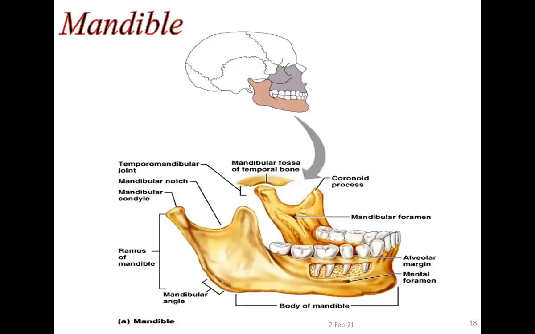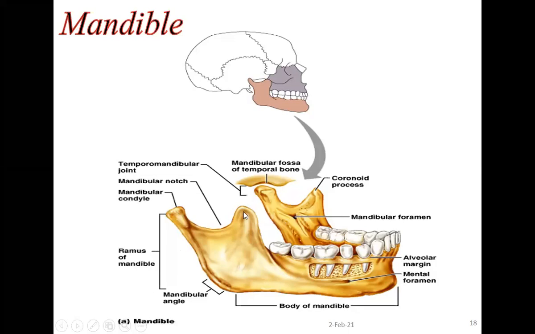Then among them, the most important will be the mandible bone. You'll study it in detail later, but I will show you the important structures. This is the body of the mandible. This is the ramus of the mandible. Then we have two condyles. One is called the mandibular condyle.